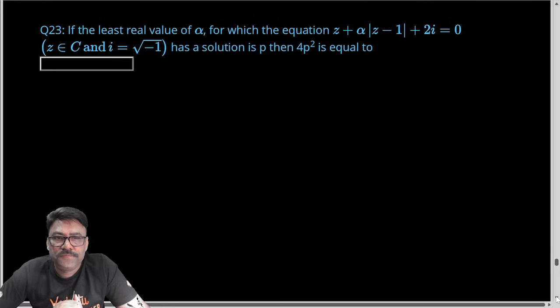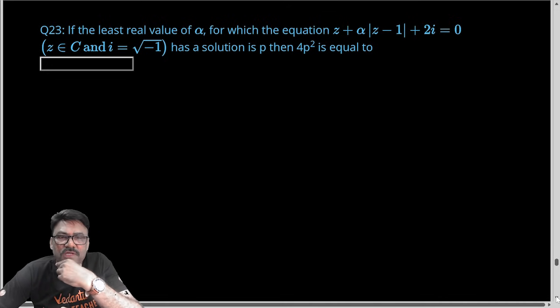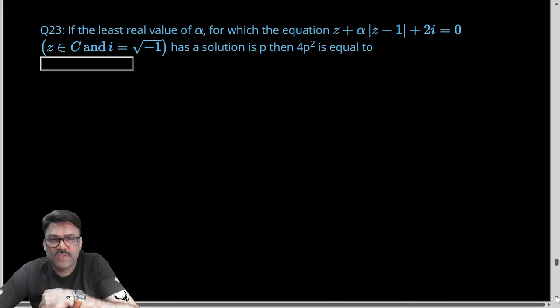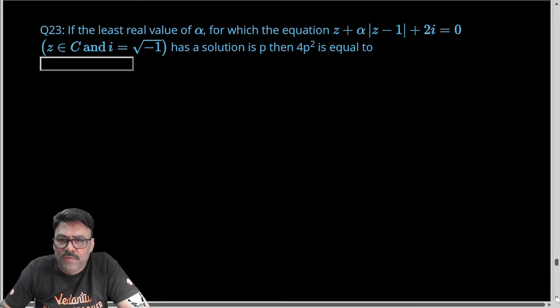See this question. This is from complex numbers. They are saying that the least real value of alpha for which this equation has a solution is P. So what will be 4P square? Let's say the solution of this equation is z = x + iy. Suppose z = x + iy is the solution of this equation. Obviously x and y are real numbers here.